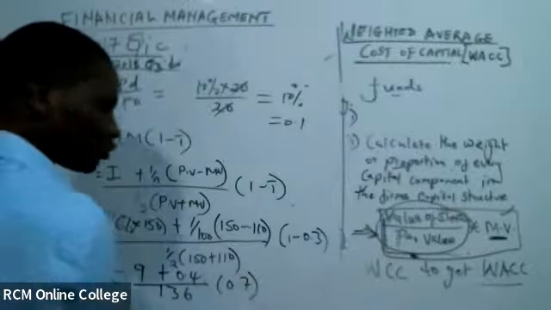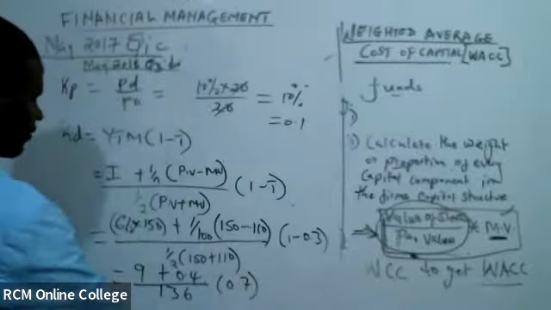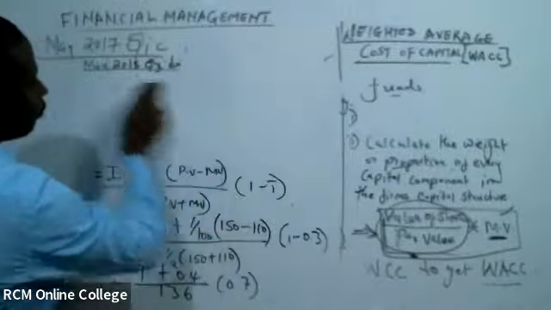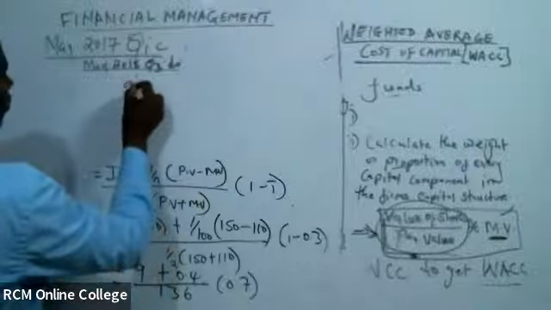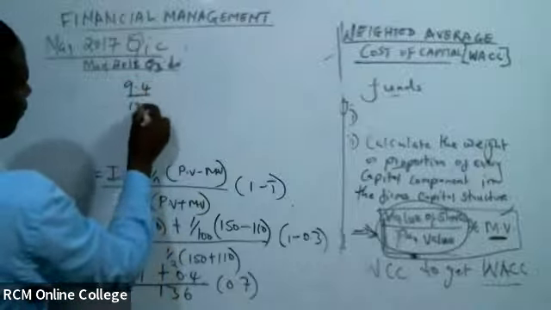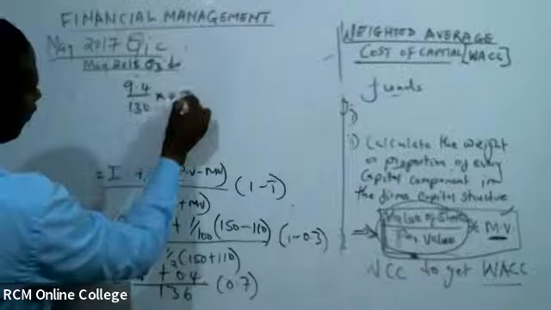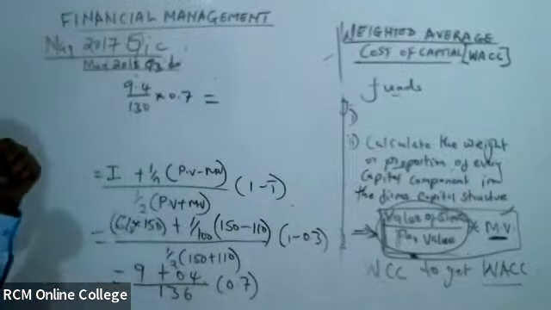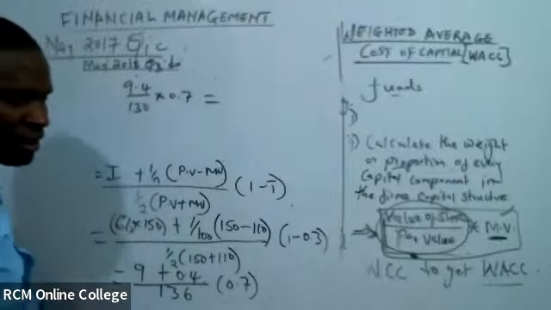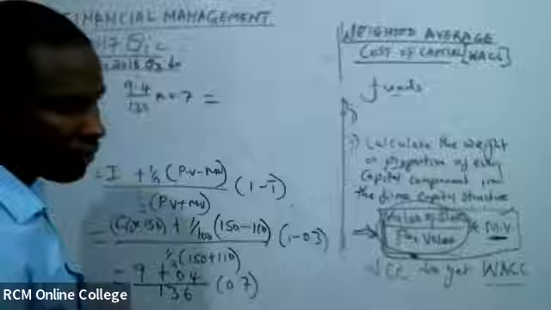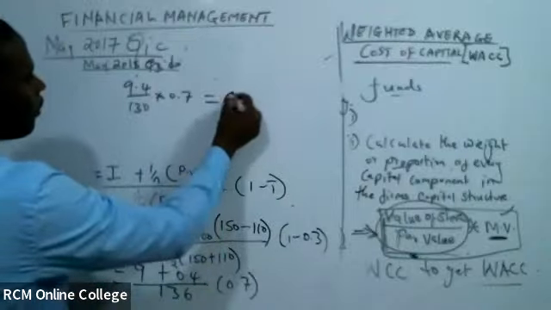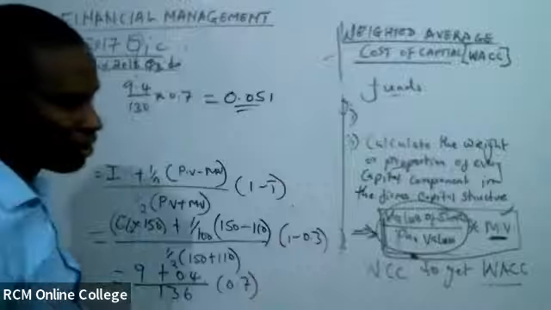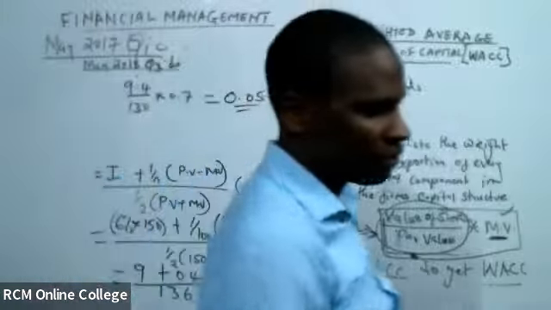So tuko na kitu inakaa hivi, 9.4 divided by 130 times 0.7. Sasa tunapata nini? Kisha chapa hivyo. Takaga step by step so that we don't complicate things. 0.051. That is it. 5.1%. That is our KD. That is our KD focus.